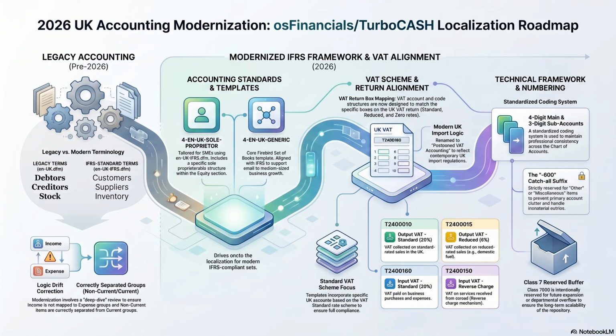By the end of this deep dive, you will understand the secret language of the chart of accounts. You will see how obscure tax codes and international frameworks literally dictate the buttons a local business owner clicks every morning. So let's jump straight into the source material. Yeah, let's do it. We are looking at the 2026 roadmap, focusing on those new UK templates. The documentation highlights two main divergent sets of books. Right, there is a fork in the road here. Exactly. We have the 4 ENUK generic template, and then we have the 4 ENUK sole proprietor IFRS for SME template.